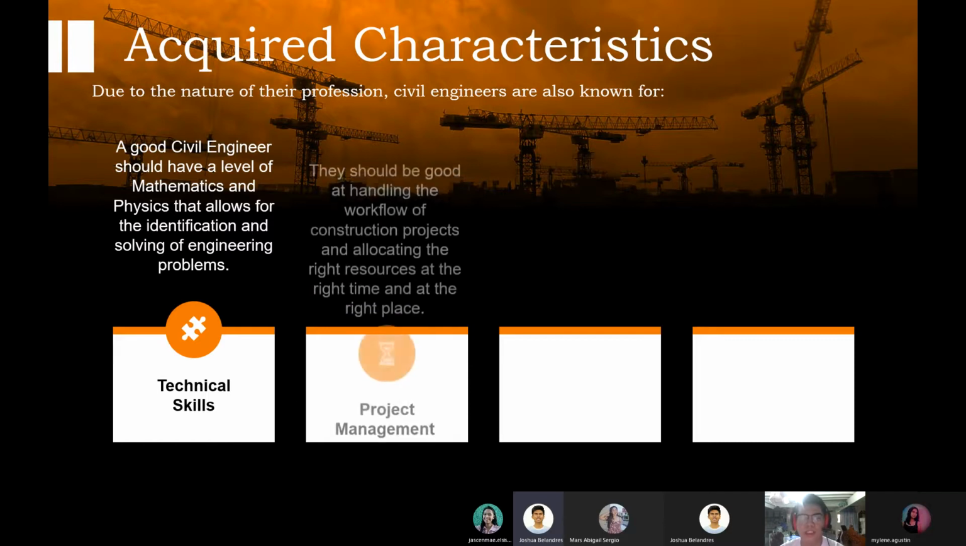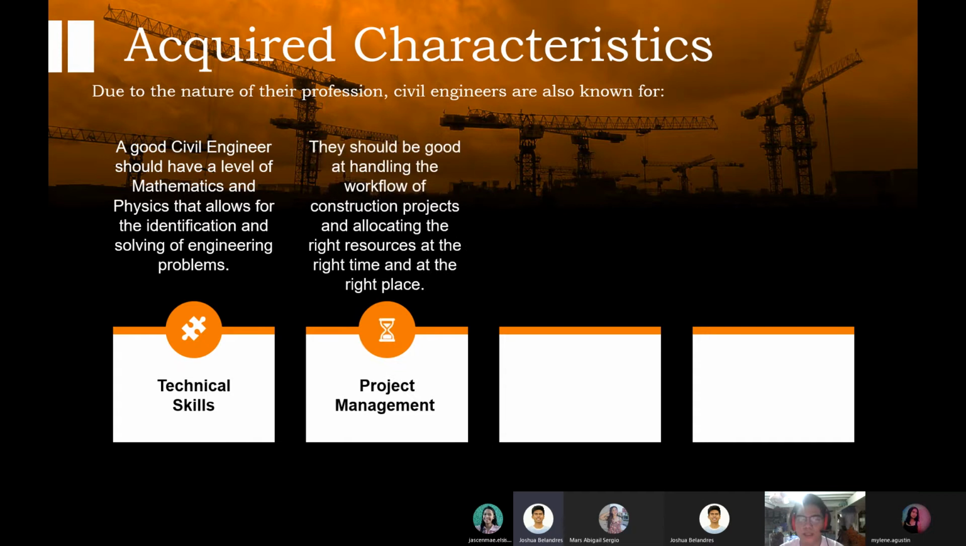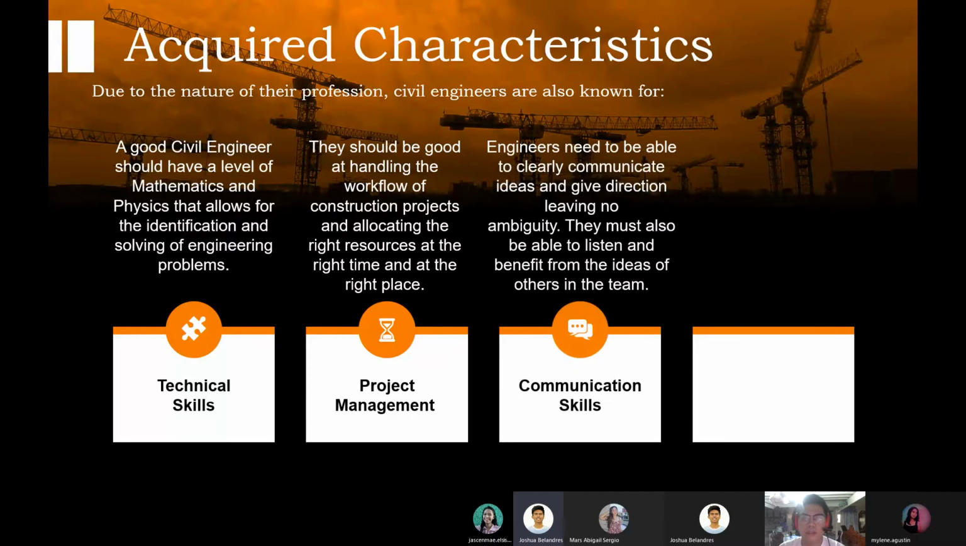Number 2, project management. They should be good at handling the workflow of the construction projects and allocating the right resources at the right time and at the right place. Kailangan sila ang mag-lead sa buong team para mas maayos ang flow ng kanilang trabaho at para masunod ang plano ng project. Number 3, communication skills. Engineers need to be able to clearly communicate ideas and give direction, leaving no ambiguity. They must also be able to listen and benefit from the ideas of others in the team. They should be able to have a good communication with the team para mas mapadali at mas maayos yung kanilang trabaho. Dahil sa kanilang trabaho, kailangan din nila ng teamwork para maging maganda yung kalalabasan ng kanilang project.